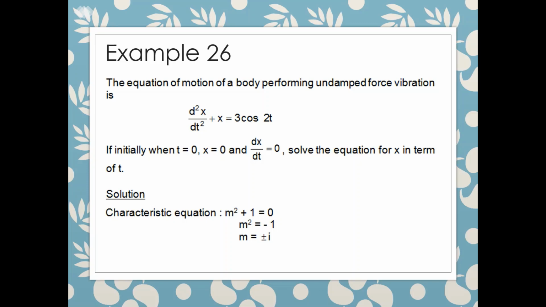Determine the characteristic equation. You will get m² + 1 = 0. Solving this equation, you will obtain m = ±i, which is referred to as complex roots. Here, a is 0 and b is 1. Substitute into the formula, you will get the answer xc = e^(0x)(c1 cos 1t + c2 sin 1t), which can be simplified to c1 cos t + c2 sin t.